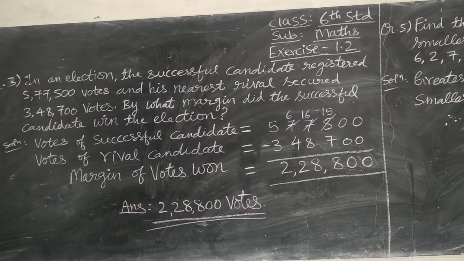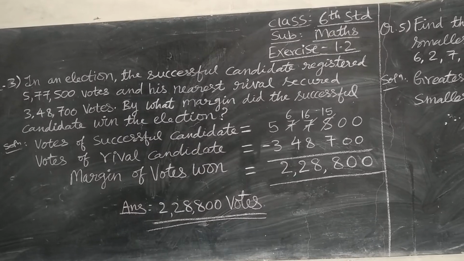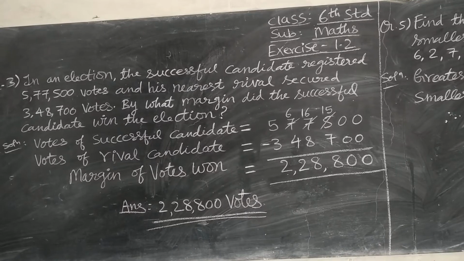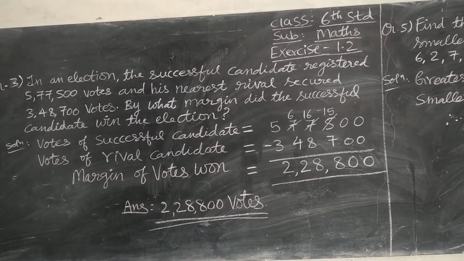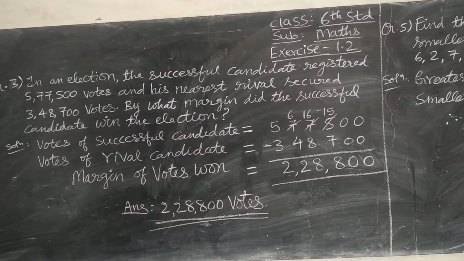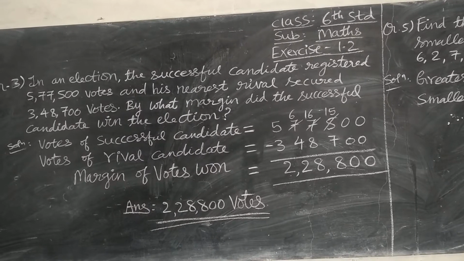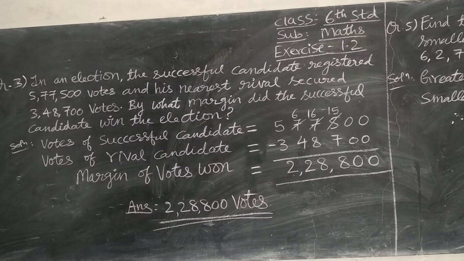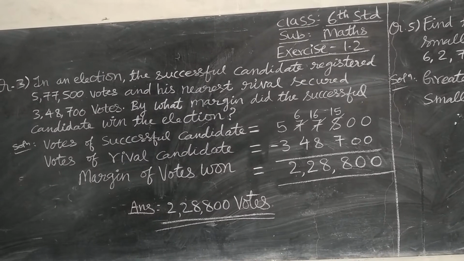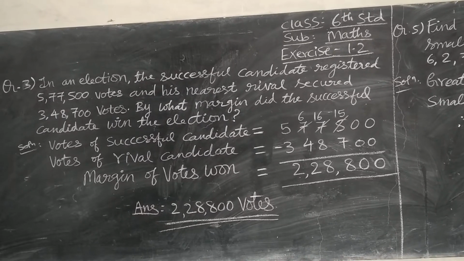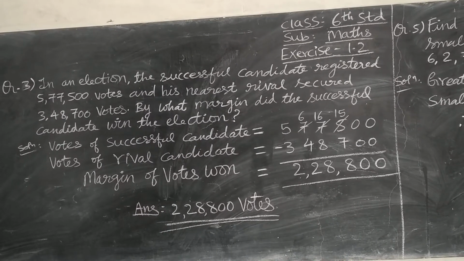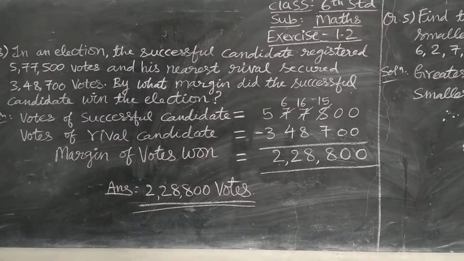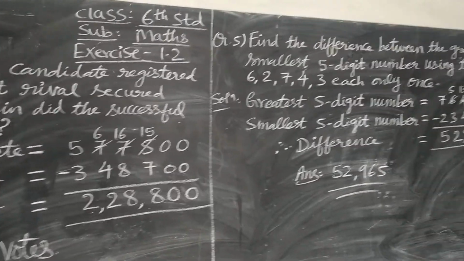So again you have to borrow 1 from the number 7 which is there in 10,000s place. When you borrow, the thousands place will become 16. 16 minus 8, 8. In 10,000s place, in place of 7, 6 is there because you have borrowed 1. So 6 minus 4, 2. In lakh place 5 minus 3, 2. 2,28,800.